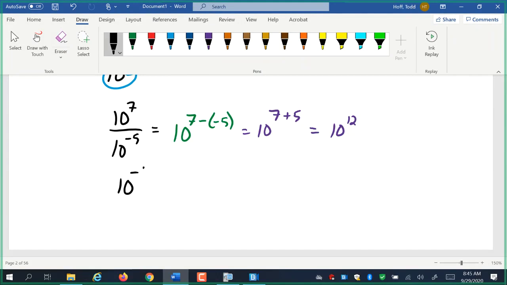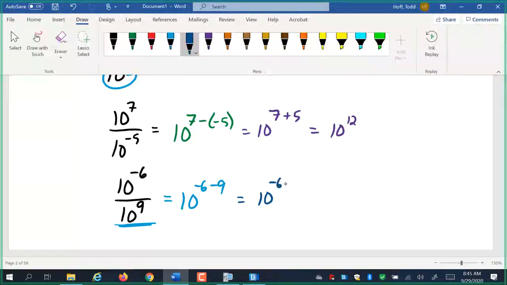Or we might have 10 to the negative 6 divided by 10 to the 9th. Well, again, that's 10 to the negative 6 minus 9. Remember, the one we're dividing by is the one that's subtracted. Well, negative 6 minus 9 becomes negative 6 plus a negative 9, adding the opposite. Subtracting a positive 9 is the same as adding a negative 9. Well, negative 6 plus negative 9 is a negative 15. That's 10 to the negative 15.